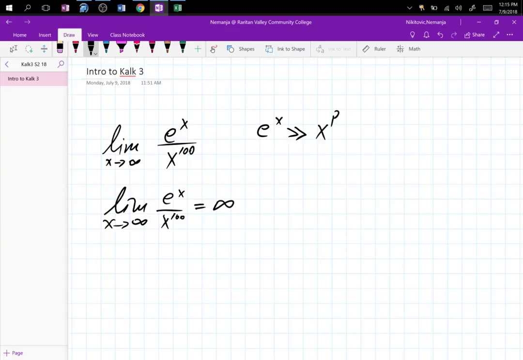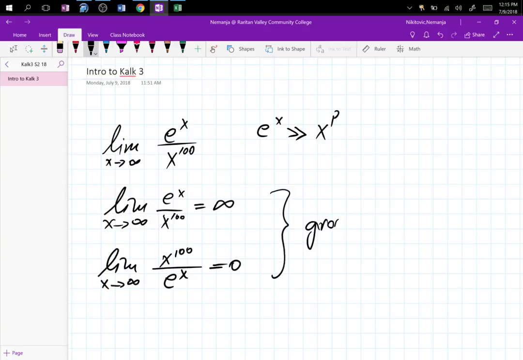Nice. So that's that. Or if you flip this and you have the slower rising function in the numerator, it collapses to 0. So growth rate helps when solving limits like this.